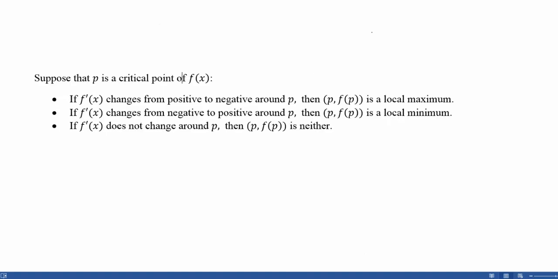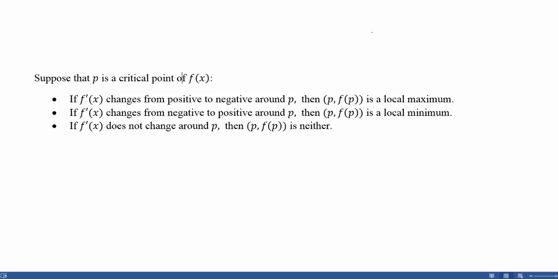Suppose that P is a critical point of f of x. If f prime of x changes from positive to negative around P, then your critical point represents a local maximum. If your first derivative changes from negative to positive around your critical point, then your critical point is a local minimum. And if your derivative does not change signs at all around P, then your critical point is neither a local max nor a local min. Remember, this test using the first derivative tells us about local maximums and minimums of the original function.